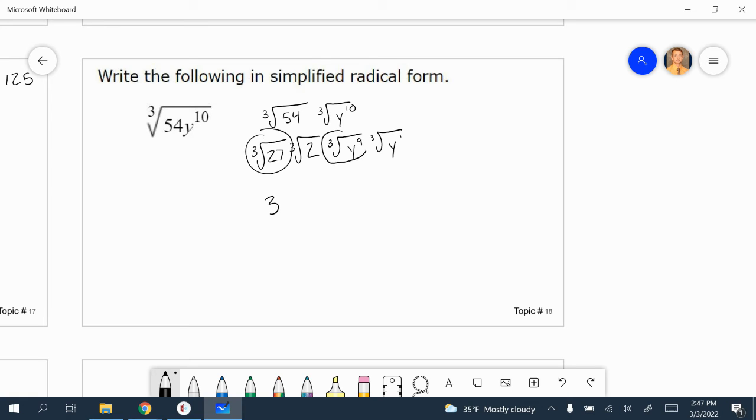I'm going to go over here to this one because I know I can do that. That's the third root of y to the 9th. That'd be 9 divided by 3 is 3, so it'll be y to the third. And then I just have these two left that I can't really do anything with, so I'll just put them back under the radical. Make sure you put the 3 as your index. 2 and y go back under.